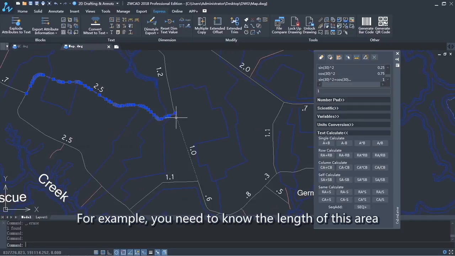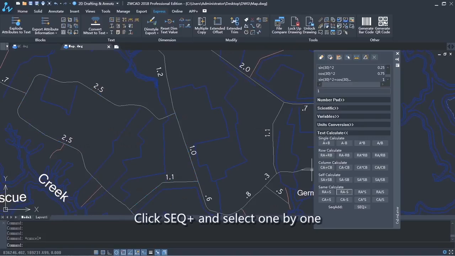For example, you need to know the length of this area. Click SEQ Plus and select 1 by 1. Enter to insert the value added.